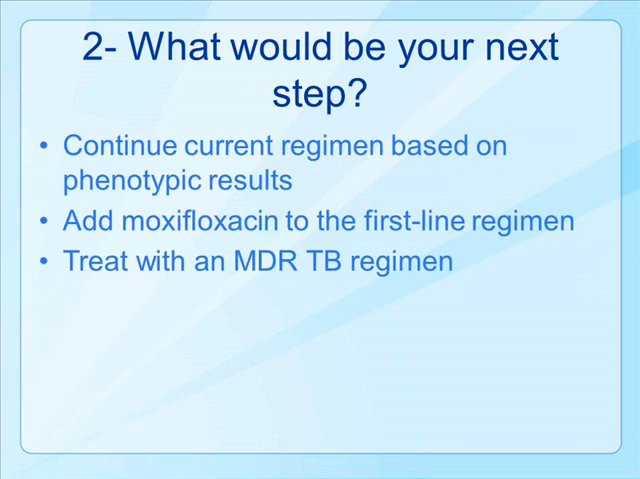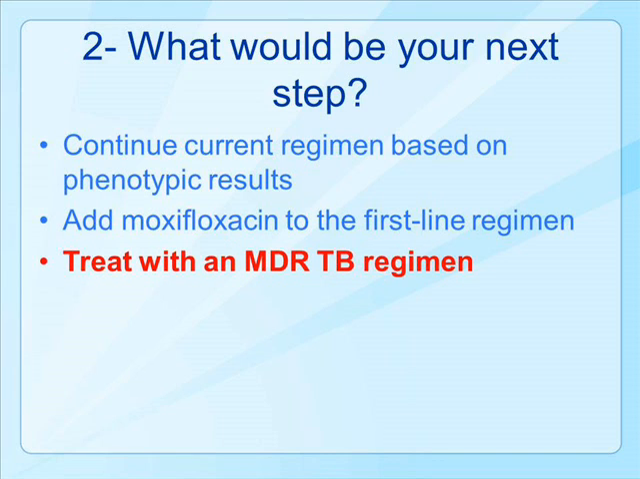So what would people on the line do? Would you continue the current regimen based on the phenotypic results, thinking that it's only INH resistant? Would you add moxifloxacin to the first-line regimen to boost the regimen? Or would you treat with an MDR-TB regimen at this point, given that you have mutations showing both isoniazid and rifampin resistance? Okay, let's go ahead and close the poll.